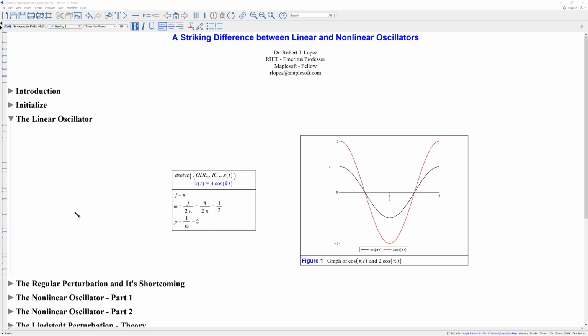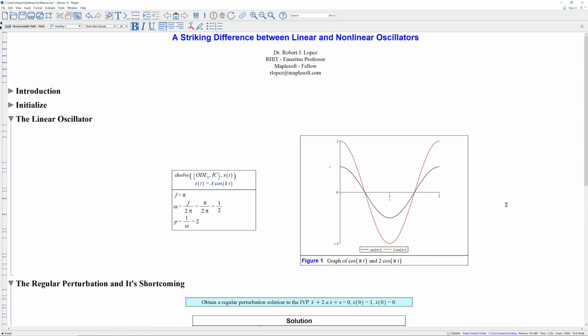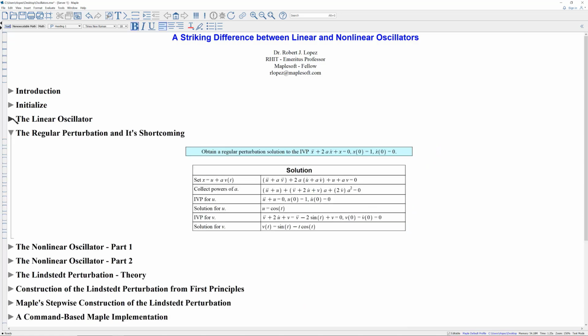Next, we want to look at the regular perturbation, and it has a shortcoming. So, regular perturbation solution for this initial value problem: x double dot, x dot, x. A linear oscillator dependent on this particular parameter, a. The regular perturbation assumes a solution of the form in multiples or powers of the parameter a.